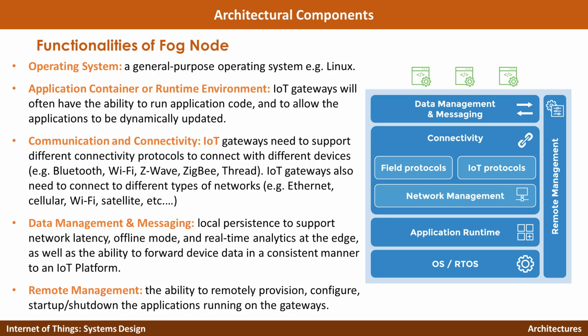Similar to the Edge node, you will see communication and connectivity. Now you need to manage connectivity on both sides, the edge node connectivity between the fog and the edge, as well as the fog and the cloud. Because of this more complex communication, you will also see data management and messaging. They will allow local persistence against network latency, offline modes, real-time analytics, and other data management tasks of storage, aggregating, and storing the data temporarily until it has been sent.